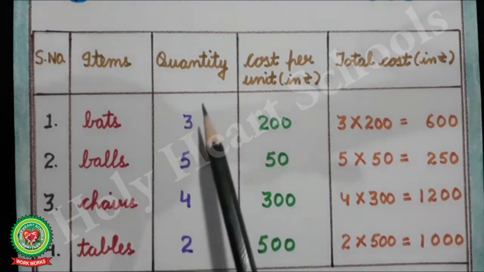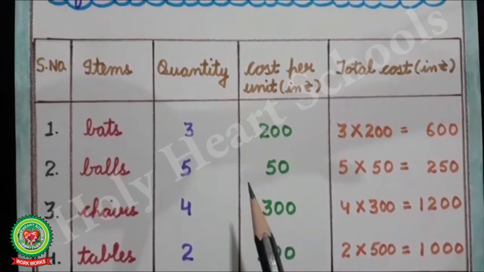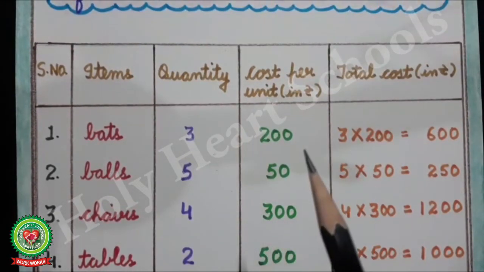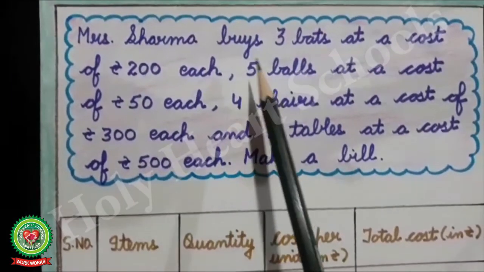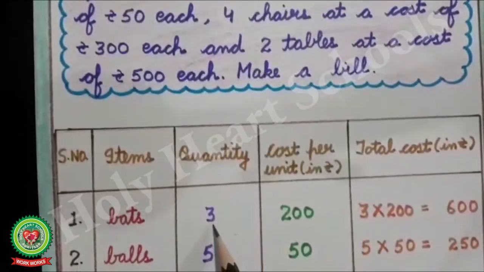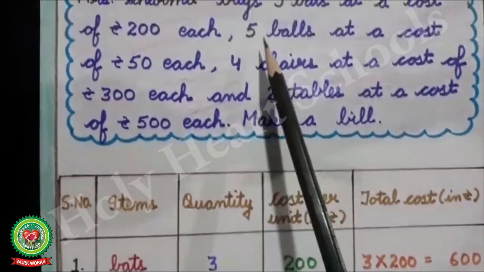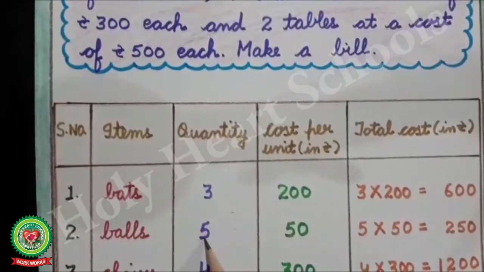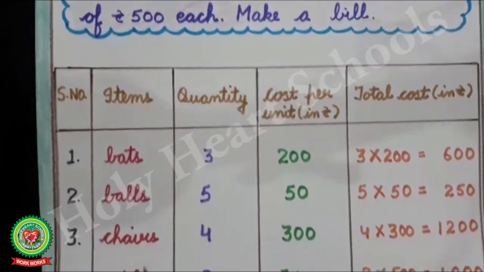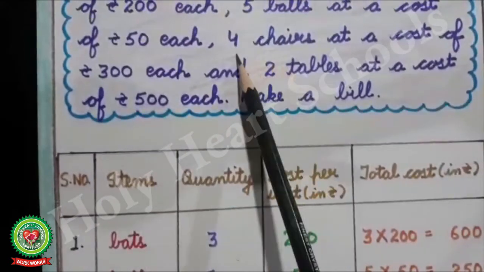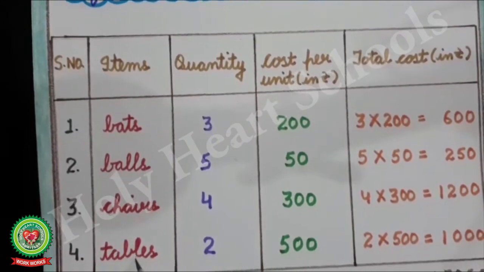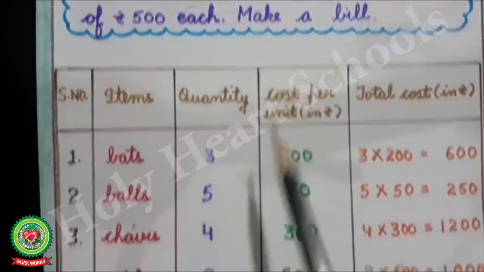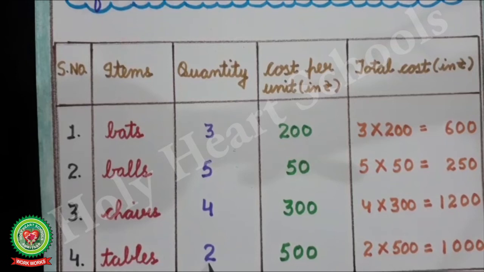Then under the quantity column, see from the statement, the number of bats bought is 3. So write down 3. Balls are 5. So write down 5. Chairs 4. So write down 4. Tables 2. So write down 2.